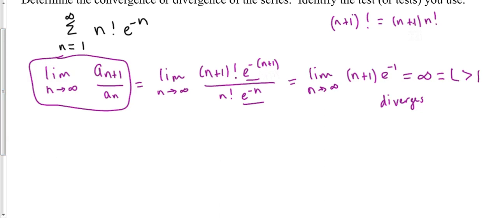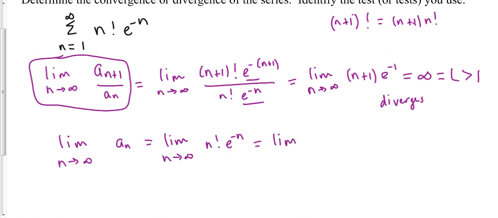Now, there are other ways that we could calculate this instead of using the ratio test. We could also use the nth term test, which says to take the limit as n goes to infinity of the nth term, the a sub n term. So that's going to be the limit as n goes to infinity of n factorial times e to the negative n, which is going to give me, again, the limit as n goes to infinity of n factorial over e to the n.